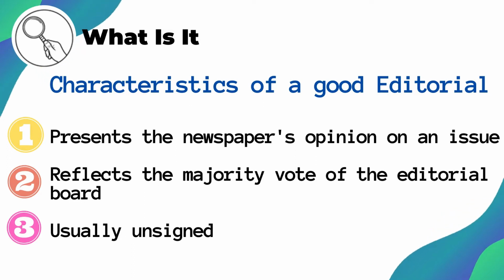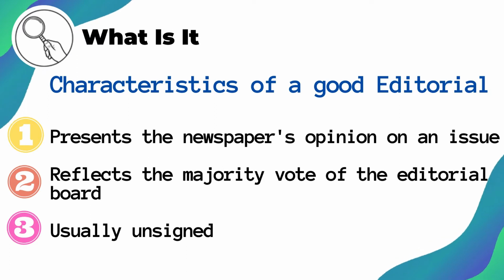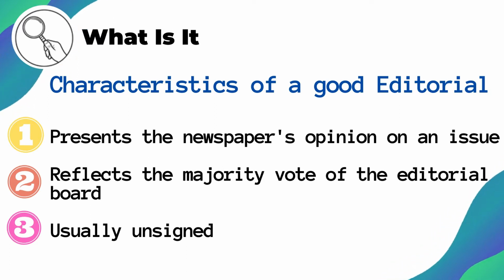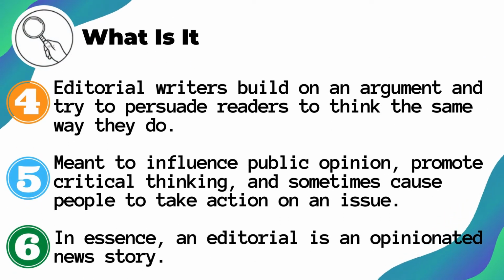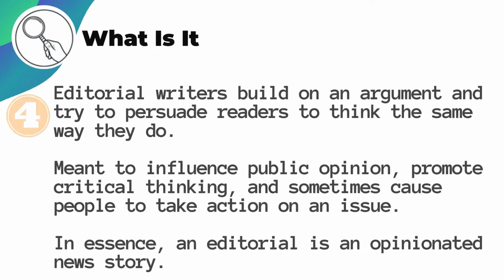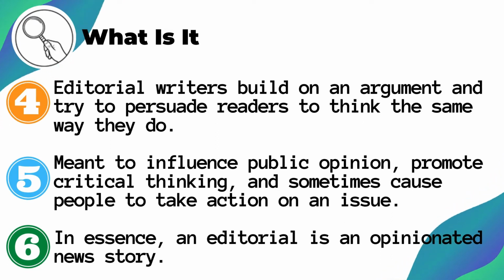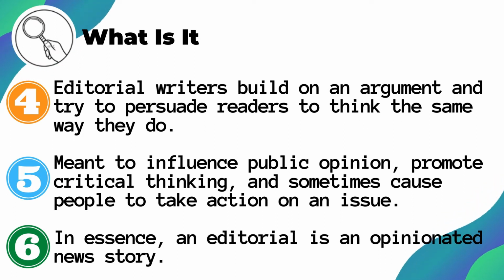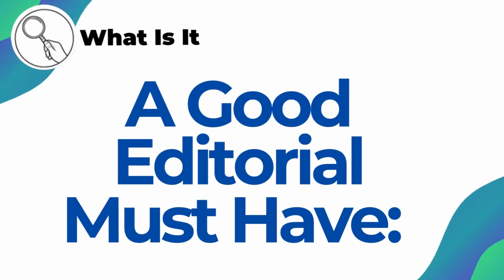First, presents the newspaper's opinion on an issue. Second, reflects the majority vote of the editorial board. Third, usually unsigned. Fourth, editorial writers build on an argument and try to persuade readers to think the same way they do. Fifth, meant to influence public opinion, promote critical thinking, and sometimes cause people to take action on an issue. And sixth, in essence, an editorial is an opinionated news story.